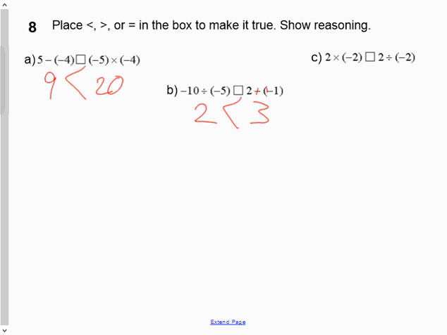And finally, your last question. 2 times negative 2 is negative 4. 2 divided by negative 2 is negative 1. This was a tricky one for some people because negative 1 is greater than negative 4. Owing $1 is better for your bank account than owing $4.